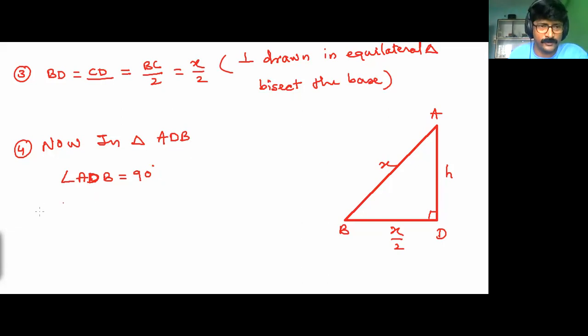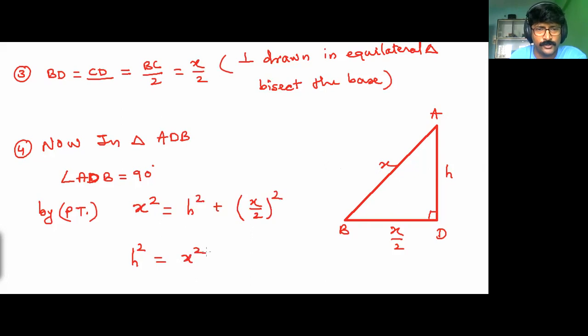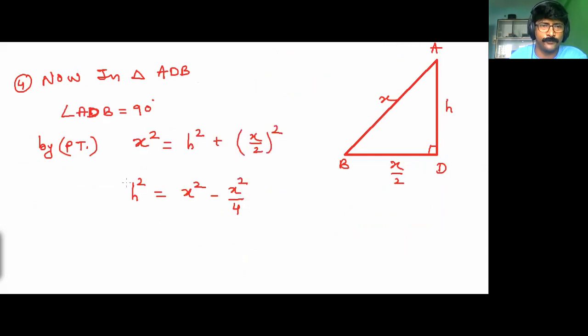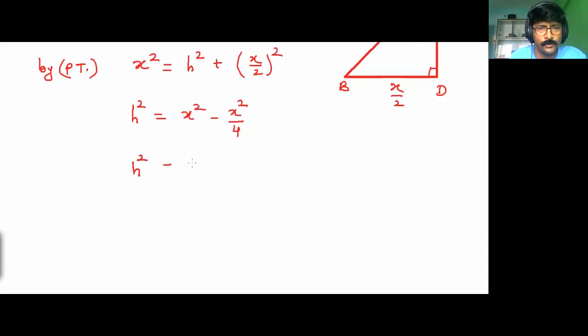Okay. So by Pythagoras theorem, what will happen? I am writing by PT, but you do not write that. Your teacher may not give the full marks. Hypotenuse square, x square is equal to h square plus x by 2 whole square, isn't it? H stands for height, which we are supposed to calculate. So h square is equal to x square minus x square upon 4. And now if we go ahead solving this, h square will become 4x square minus x square upon 4. So h square will become 3x square upon 4.